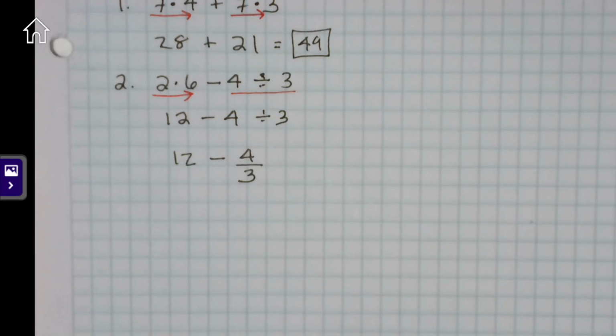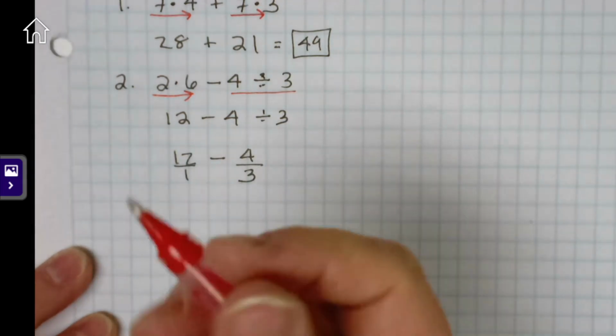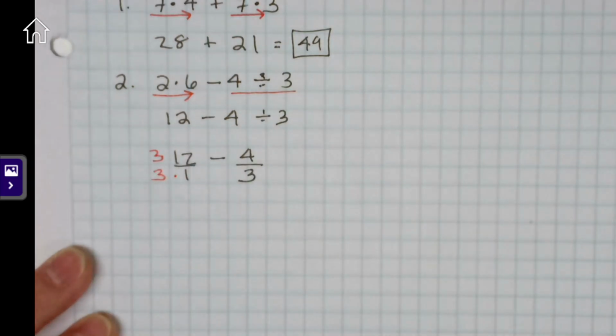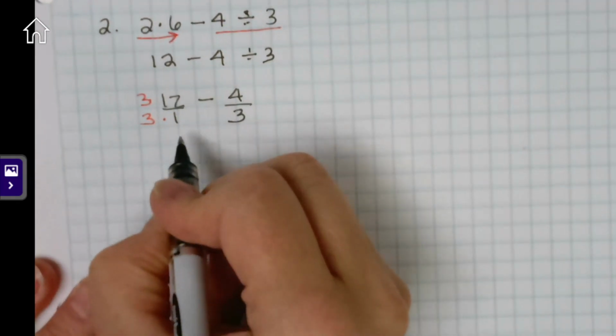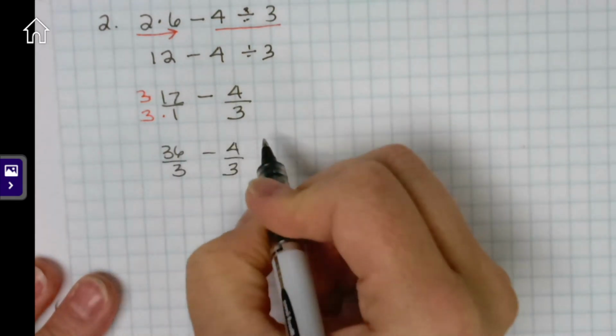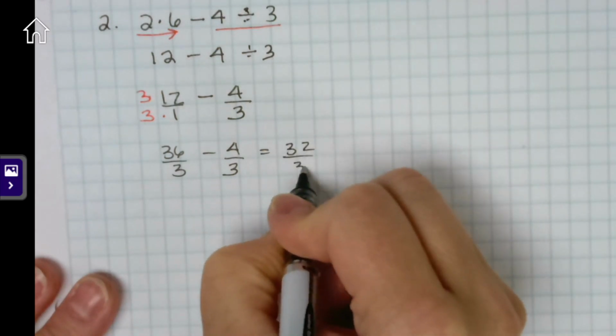We start at the beginning: add, subtract. Well, there's only one thing left to do. So we're going to put these together. I need a common denominator. So the 12 gets multiplied by 3 over 3, which makes it 36 over 3 minus 4 over 3. So 36 thirds minus 4 thirds is 32 thirds.